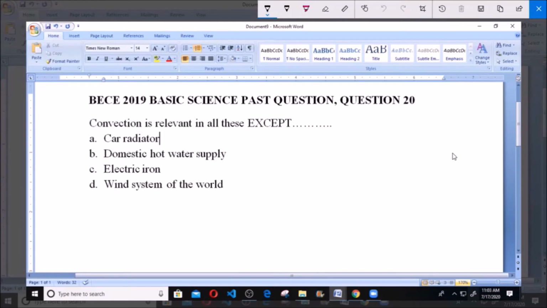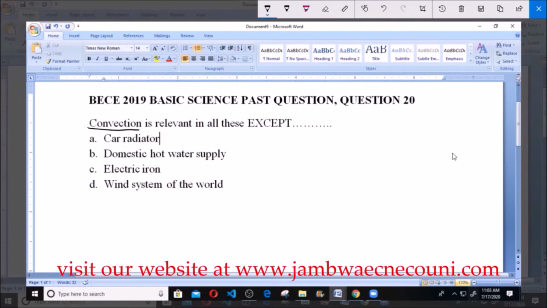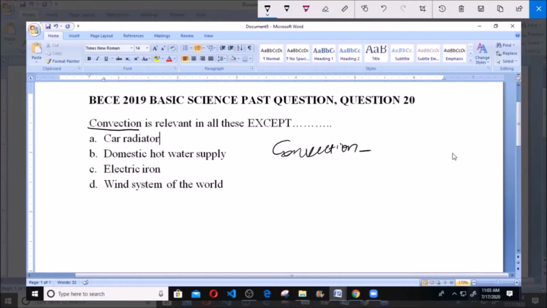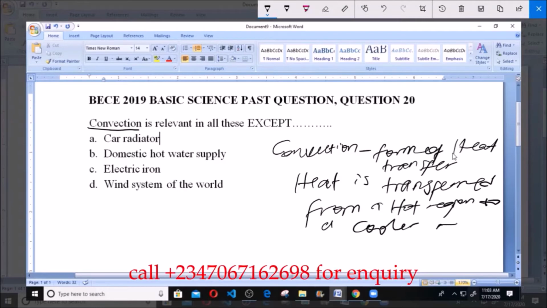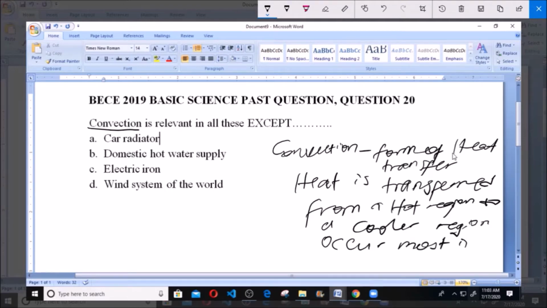Now I want us to understand the meaning of convection. Convection is a form of heat transfer, whereby heat is transferred from a hot region to a cooler region. And this convection occurs mostly in fluids. That's your liquids and your gases.